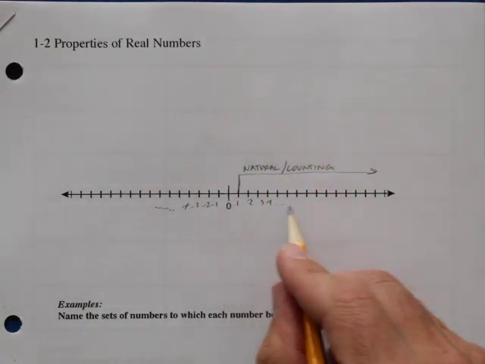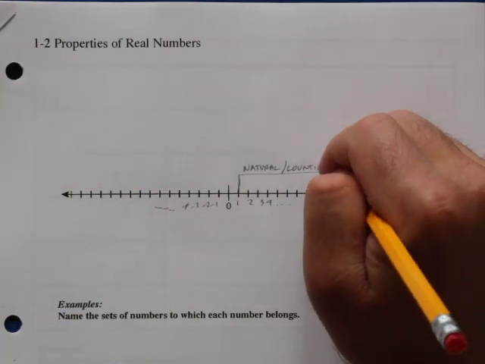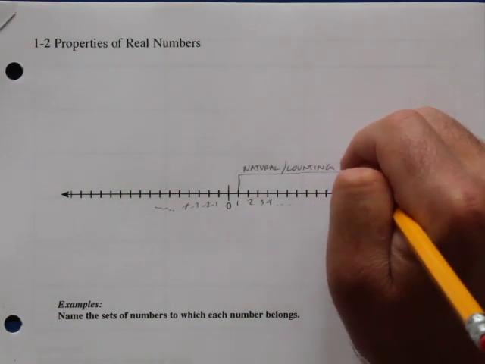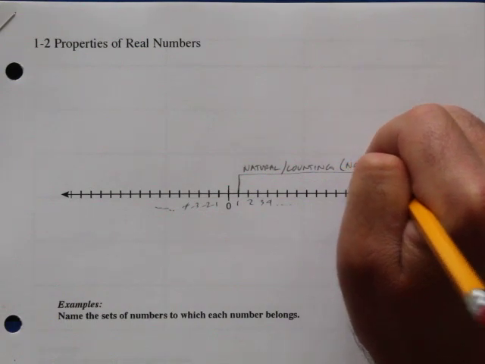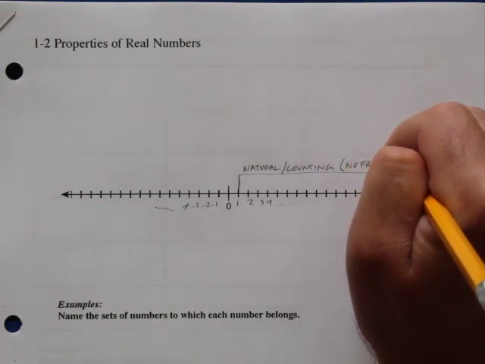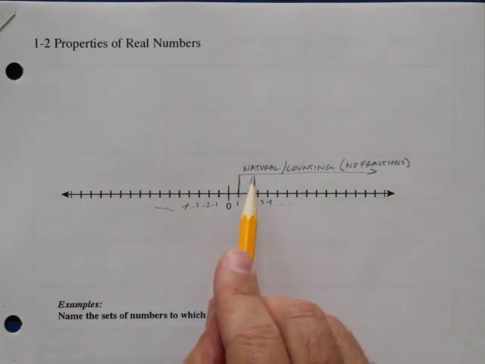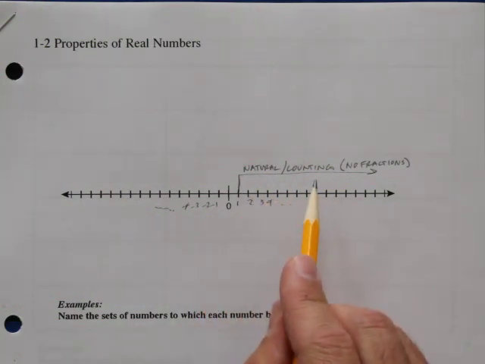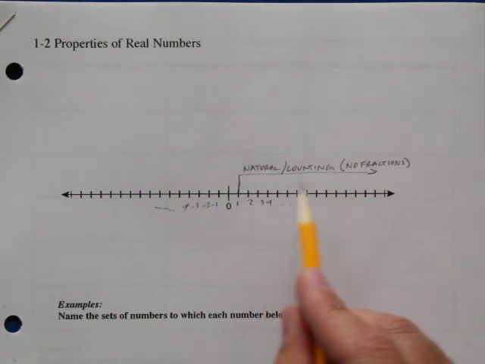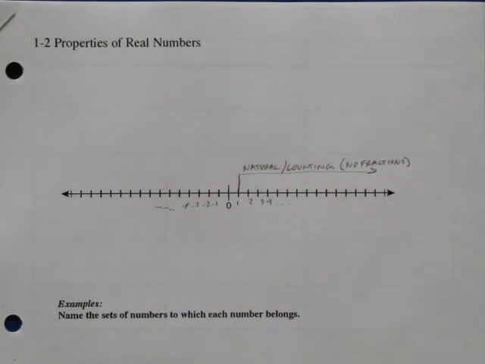We just count 1, 2, 3, 4, 5, 6, 7, 8, and we don't count fractions usually. We don't say 1.5, 2, 2.5, 3, 3.5, whatever. We don't generally do that. So natural numbers are the counting numbers: 1, 2, 3, 4, 5, 6, 7, all the way up.